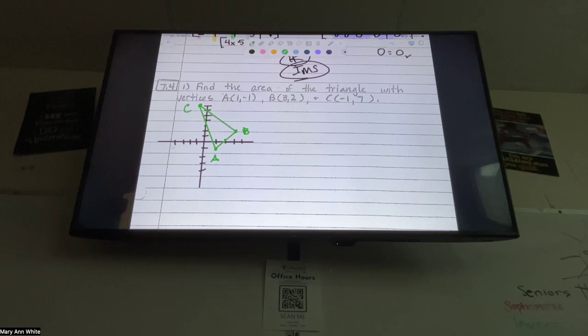Now, we have done area of a triangle a couple different ways. When you were in, I don't know, third, fourth, fifth, sixth, seventh grade, do you remember what they told you area of a triangle was? One half base times height. Very good. We're not going to use that one, but that's one that you know.